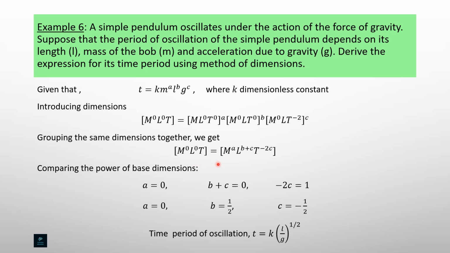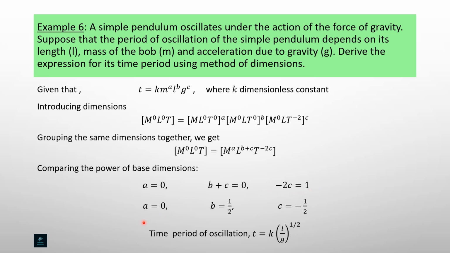Grouping the same dimensions together, we get m to the power 0, L to the power 0, t is equal to m to the power a, L to the power b plus c, t to the power minus 2c. Comparing power of base dimensions, we get a is equal to 0, b plus c is equal to 0, and minus 2c is equal to 1.